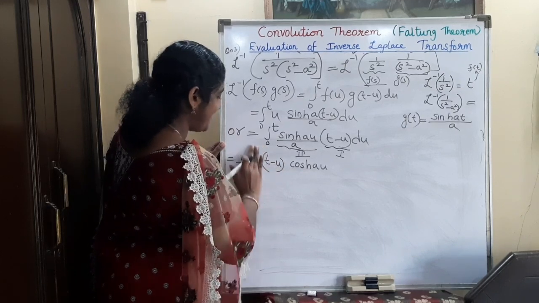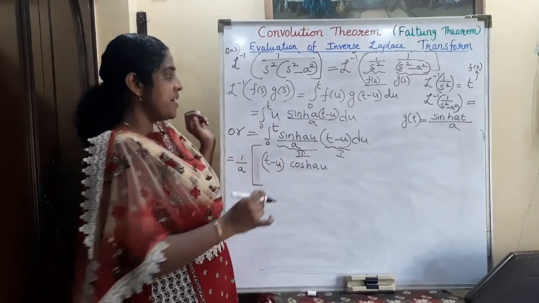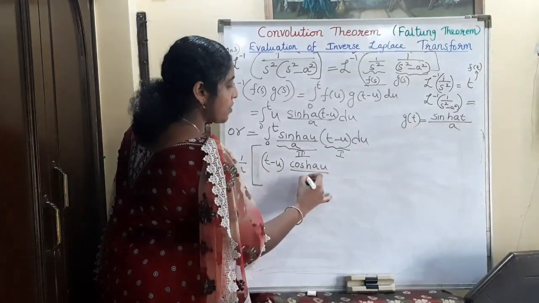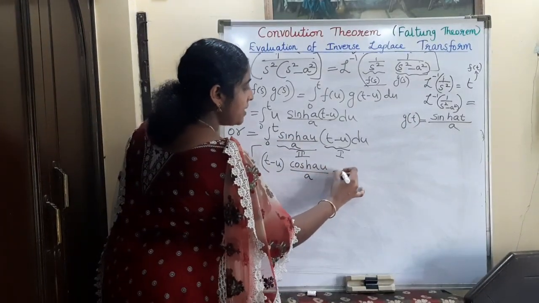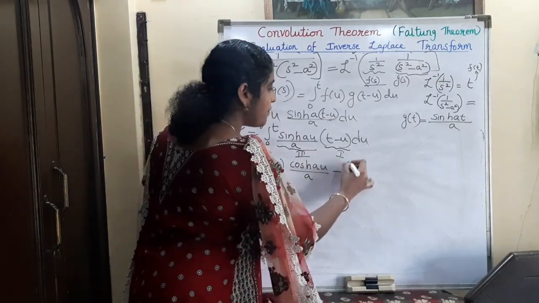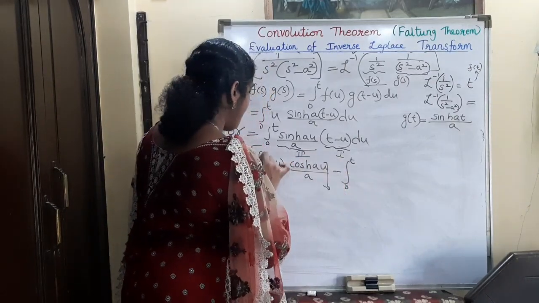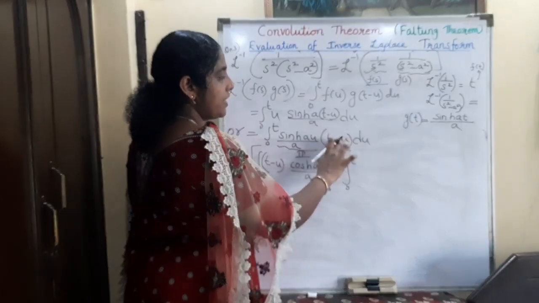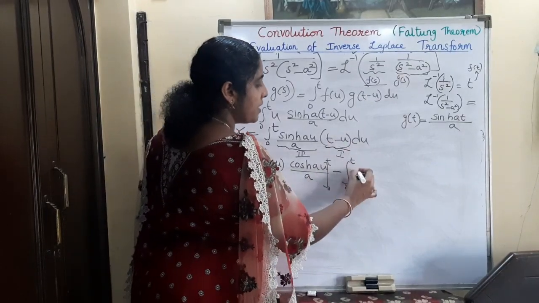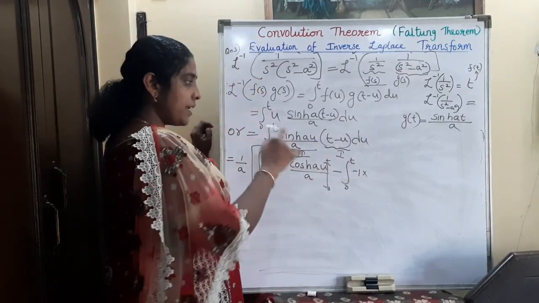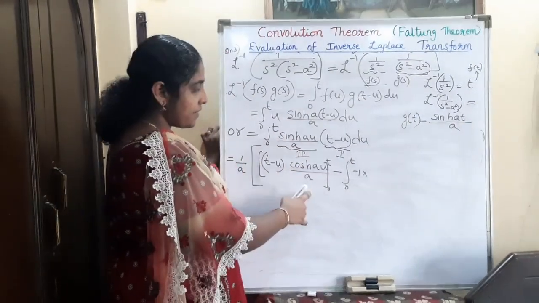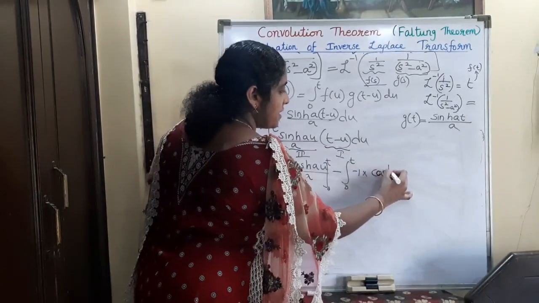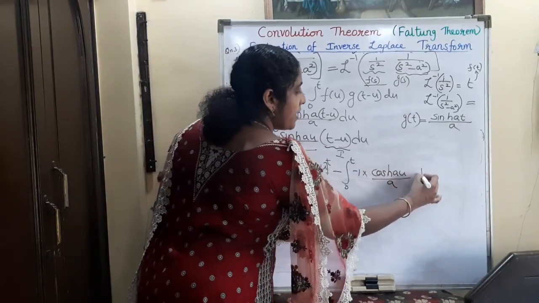Sorry, we are integrating with respect to u. So t minus u, the first function, into the integral of the second function, that is the integral of sin(au), which is cos(au) by a, minus the integral of the derivative of the first function. The derivative with respect to u of t minus u is minus 1, into the integral of the second function, that is sin(au), whose integral is cos(au) by a, du.